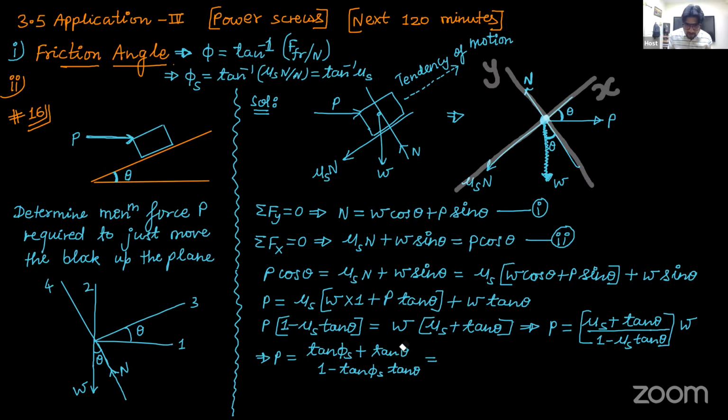Tan A plus tan B upon 1 minus tan A tan B. Tan A plus tan B upon 1 minus tan A tan B is the formula of tan A minus B. It is nothing but the formula of tan A minus B.